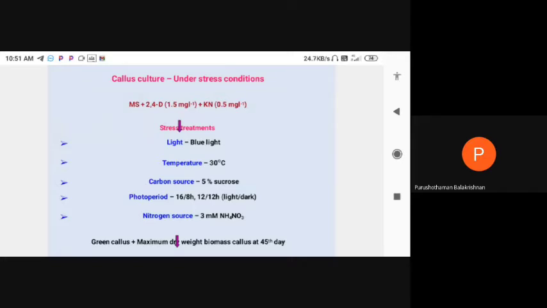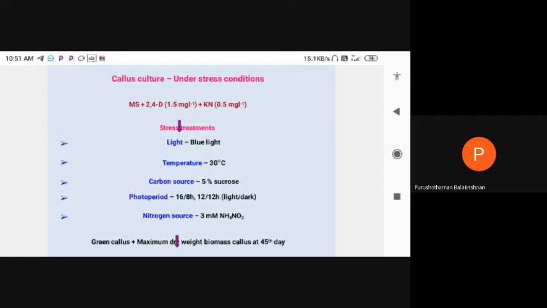Then carbon source 2%, 3%, 4%, 5%, 6%. After 5% we got the better result. When we studied the photoperiod, 4 hours light, 8 hours light, 12 hours light, 16 hours light, 20 hours light, and 24 hours complete dark condition, the 12 hours light had more potential to synthesize the gymnemic acid.